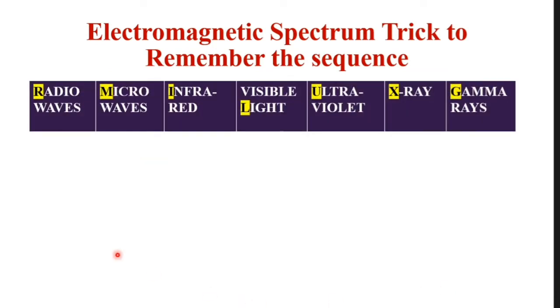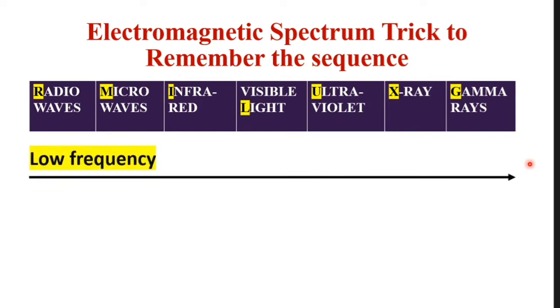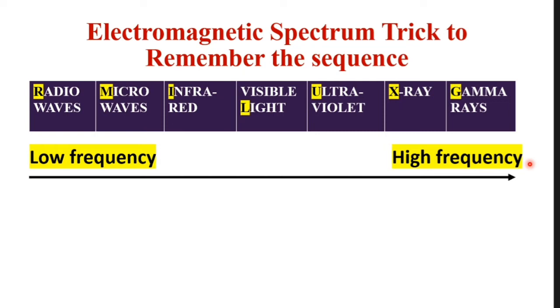So these are the waves. We have radio waves, microwaves, infrared, visible light, ultraviolet, X-rays and gamma rays. These waves are arranged from low frequency range towards high frequency range. It means radio waves will have low frequency and gamma rays will have the highest frequency. The question is sometimes asked to arrange these waves in ascending or descending order of their frequency or wavelength.